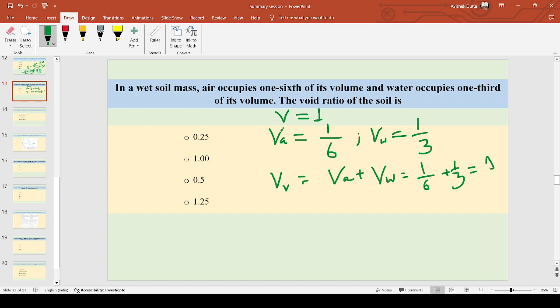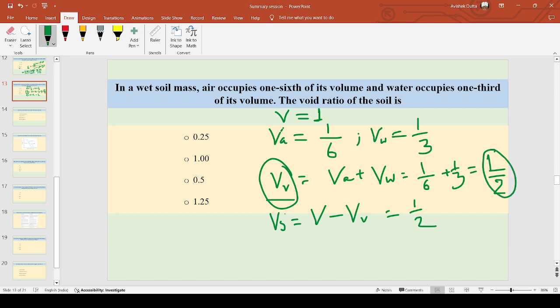Value of 1 by 2 will be 1 by 2. Now if volume of void is 1 by 2, volume of solid will be how much? Volume of solid will be total volume minus volume of void, that is 1 minus half, which is half. So volume of void is half and volume of soil solids is half.